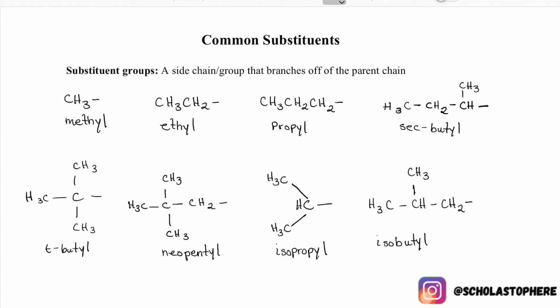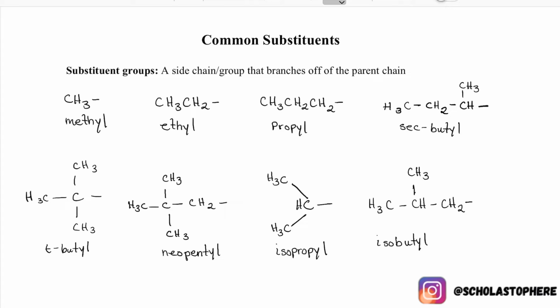Before we start actually naming alkanes, let's first discuss some common substituent groups that you may see attached to these molecules. So a substituent group is a side chain group that branches off of the parent chain. So when we are naming a molecule, first we want to identify the parent chain, and the substituent group, as the definition states, is branching off or away from that parent chain. So the common groups that we have here are methyl, which has 1 carbon, ethyl has 2 carbons, propyl has 3 carbons, and so forth.